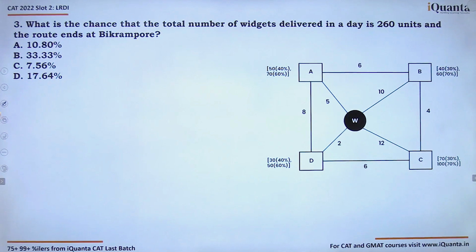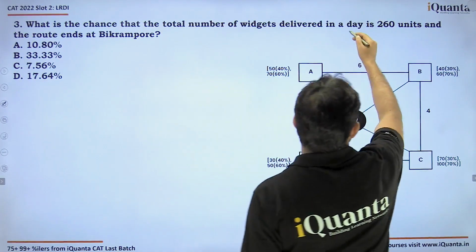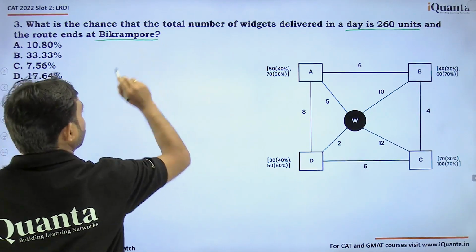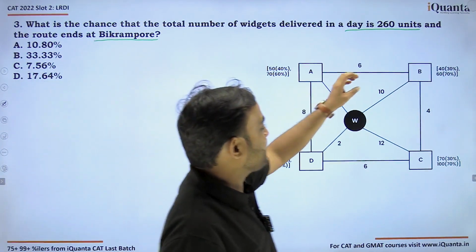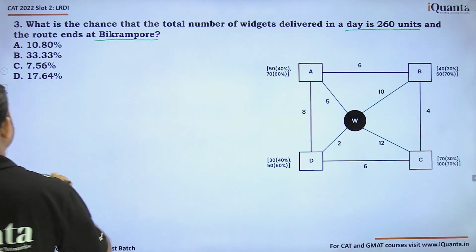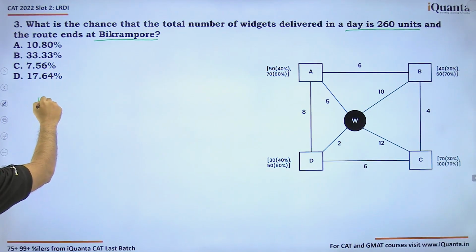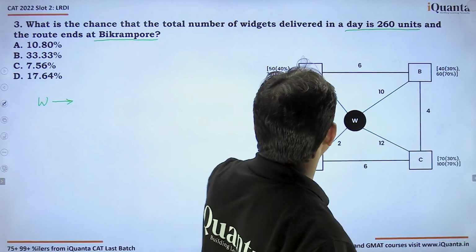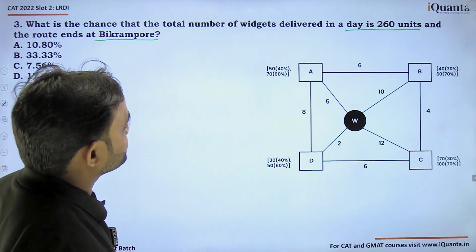Third question, it says, what is the chance that the total number of widgets delivered in a day is 260 units and the route ends at Vikrampur? The route ends at Vikrampur. So, demands at Vikrampur is 40 or 30. So, first we are going to start with warehouse. Then we can go to A or we can go to C, right?